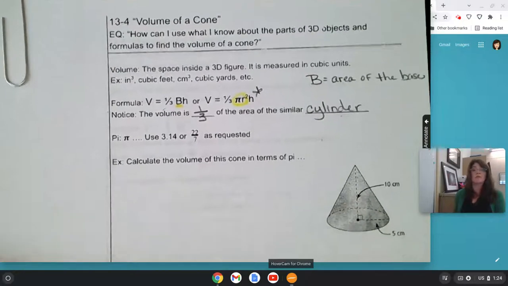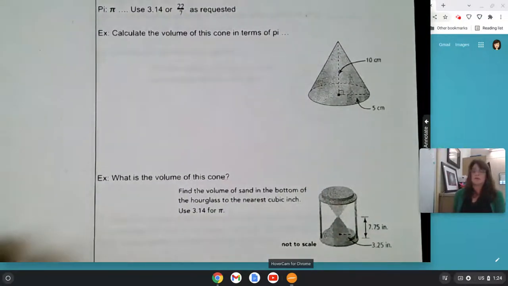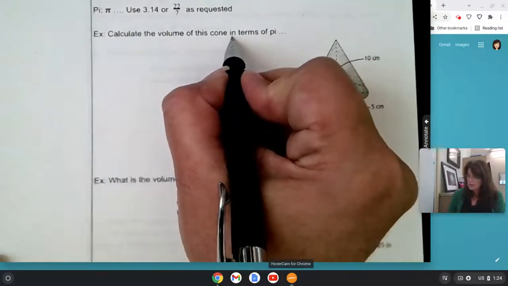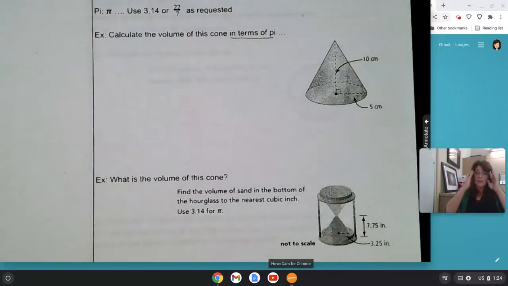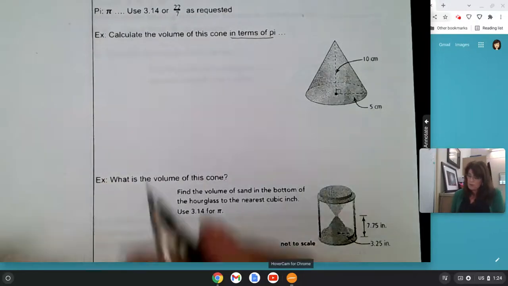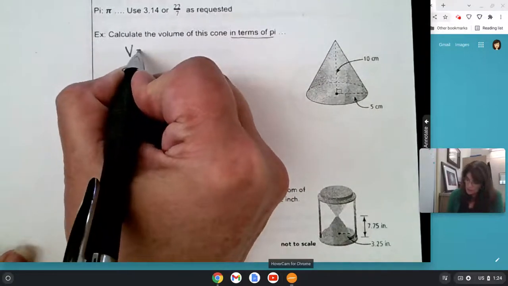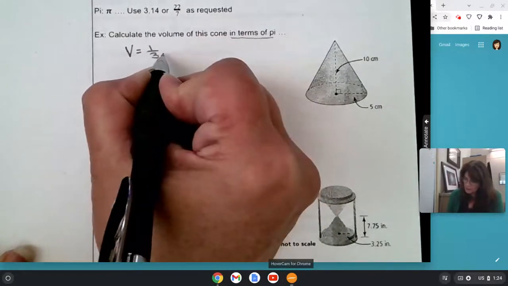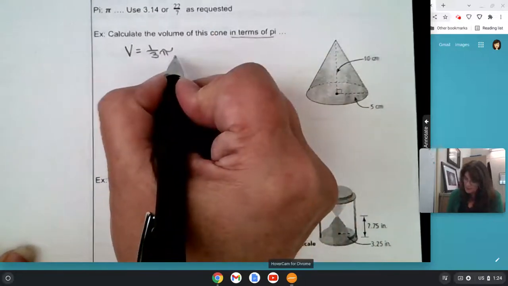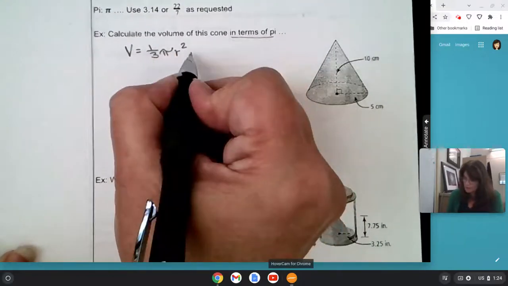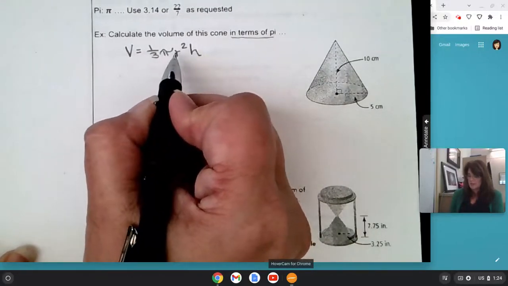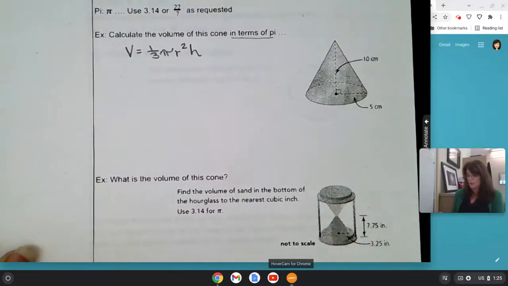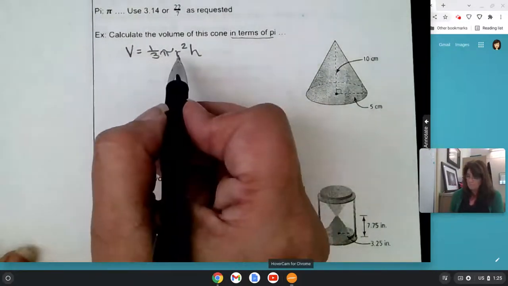Let's try a couple problems. So this first one is asking us to calculate the volume of this cone in terms of pi. And over previous lessons, you've realized that that means I don't have to use anything for pi. I just leave the symbol as it is. So let's write down the formula. Volume equals 1/3 times pi times radius squared times the height. Now the fact that we have radius squared times height is what makes this 3D or volume.